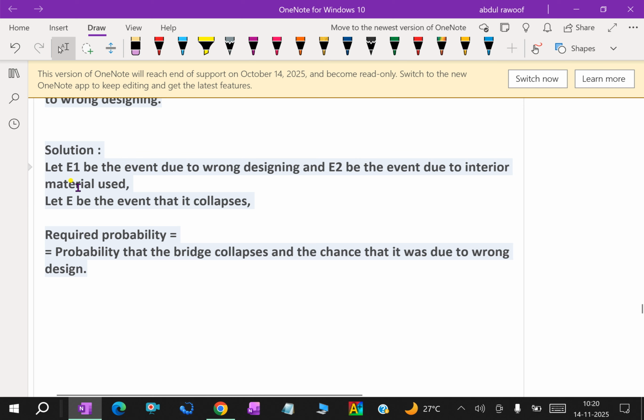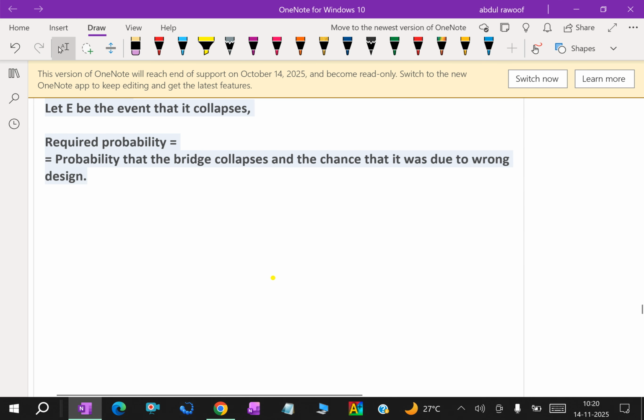Look at this. If E1 be the event due to wrong designing and E2 be the event due to inferior material used, then E be the event that it collapses. Therefore, the required probability is the probability that the bridge collapses and the chance that it was due to wrong design. We'll calculate that.